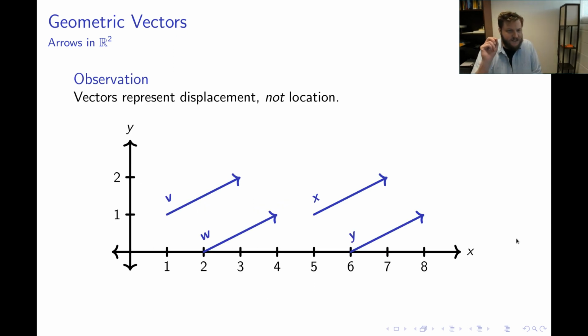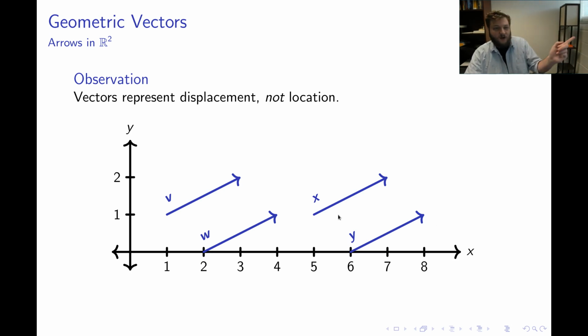Now, the key thing to pay attention to here is that from our perspective, vectors are meant to represent displacement, not location. So we can do this tail to tip displacement arithmetic for any arrow, but one thing to notice is that when you do that arithmetic, you can get the same coordinates for a vector that's located in different positions.